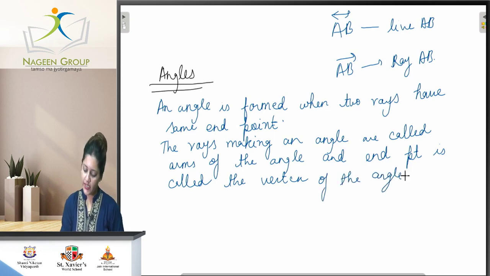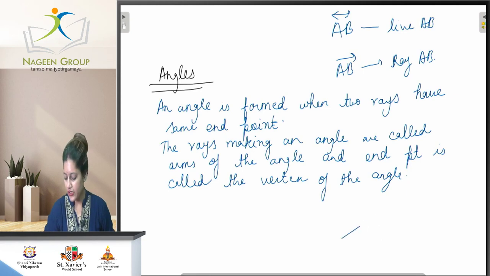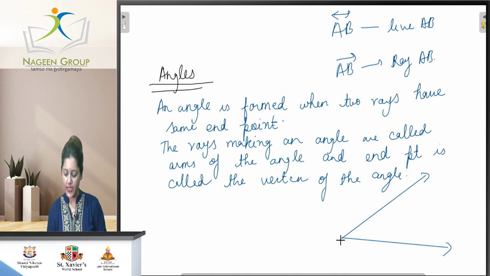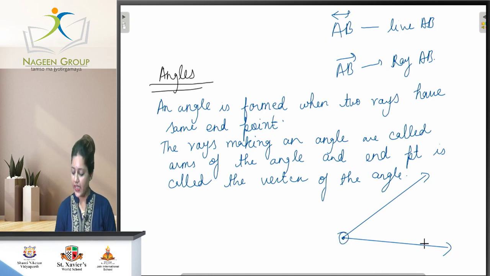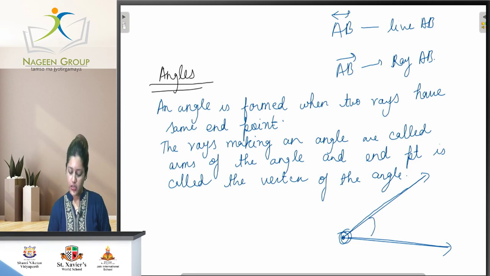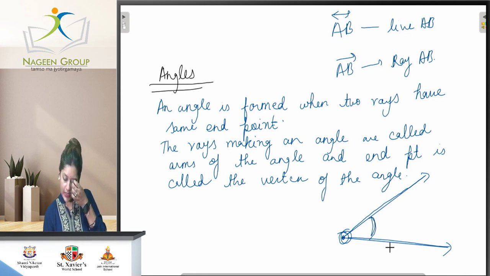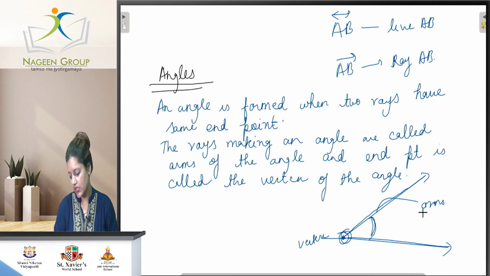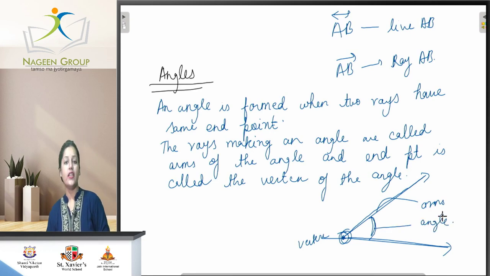So, what is mentioned here? If there are two rays, these are the two rays because each has one end point. An angle is formed when two rays have the same end point. These two rays both have this same end point. The rays making an angle are called the arms of the angle, and the end point is called the vertex of the angle. This is called a vertex, this is called the arms, and this is an angle. I hope you understand what I am telling you here.